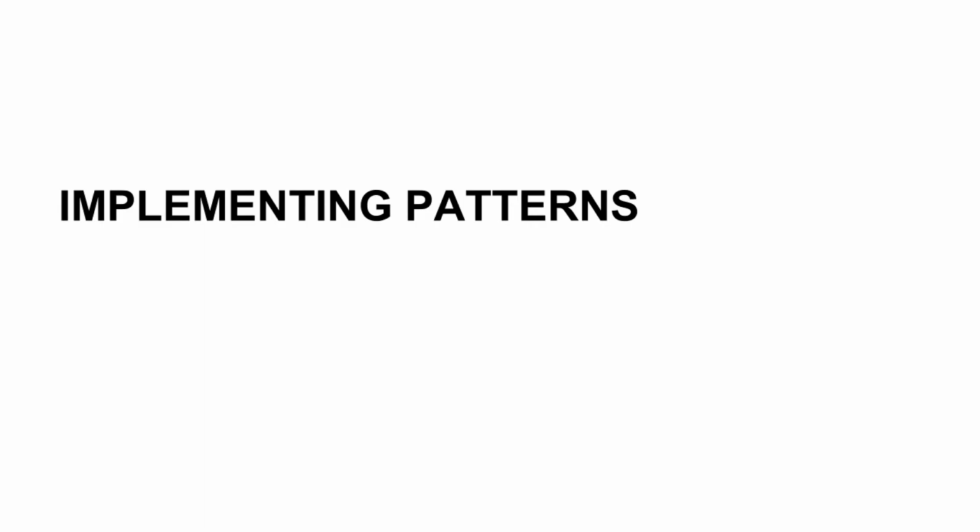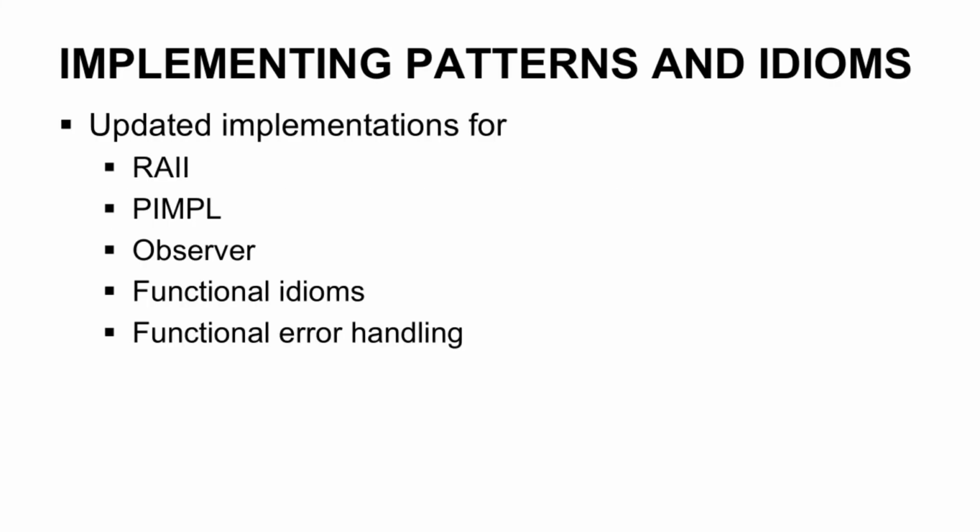We've talked a bit about the new features in C++11 and 14 and functional programming. So let's see some examples of how these can be used to improve the way in which we implement patterns and idioms. We're going to look at 5 examples: RAII, PIMPL, observer, functional idioms in the form of map, filter, and reduce, and functional error handling.